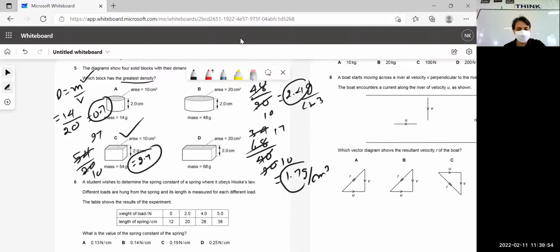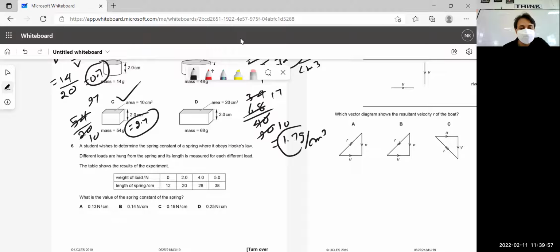Question number 6. A student wishes to determine the spring constant of a spring, where it obeys Hooke's law. The table shows the result of the experiment. Weight is there, and what is the value of the spring constant of the spring? The spring constant is given by the equation K is equal to force per unit extension produced in a wire.